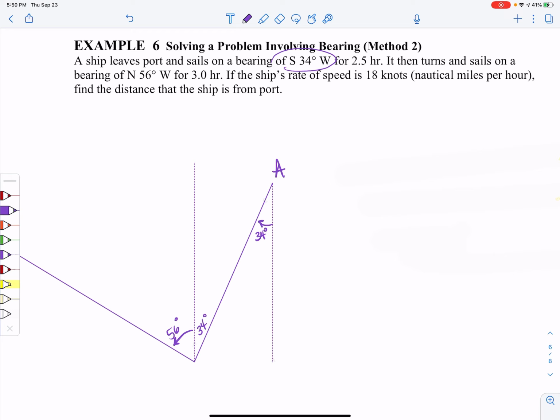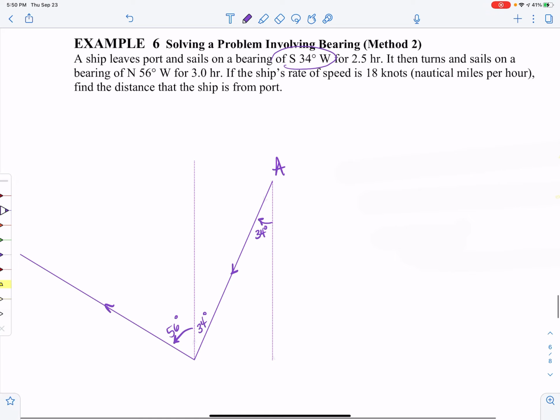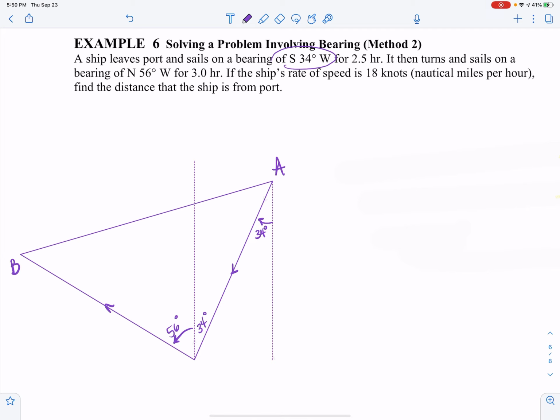Now, let's keep reading the question. If the ship's rate of speed is 18 knots, which is nautical miles per hour, find the distance that the ship is from the port. So think about what happened. My ship took this path right here, and then it turned and took this path. So at this moment, my ship is going to be here at point B. I want to know how far is it from the port. So I'm going to go ahead and connect those dots. How far is my ship from the port?